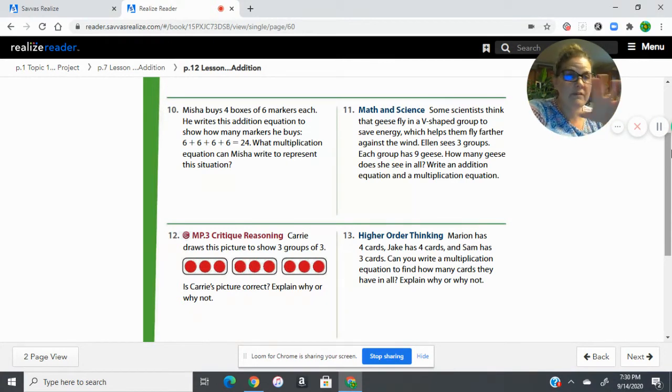So remember all that we've been working on, and you can have your guided practice with you that we just did together. Have that with you to remind you of how you could write that as a multiplication problem.